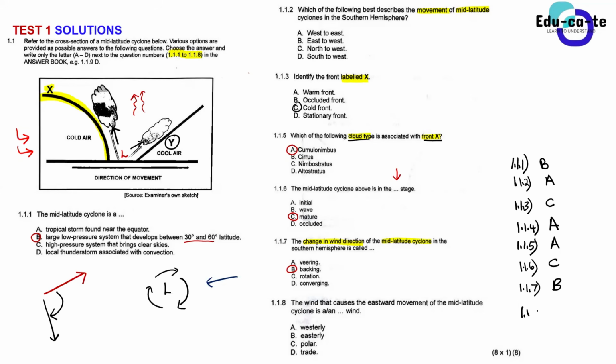When it's happening in the northern hemisphere, it is known as veering, not backing. But when it is happening in the southern hemisphere, that change in the wind direction is known as backing. In the northern hemisphere it is known as what? As veering. Are we together? Yes, sir. Okay, let me just repeat one more time.